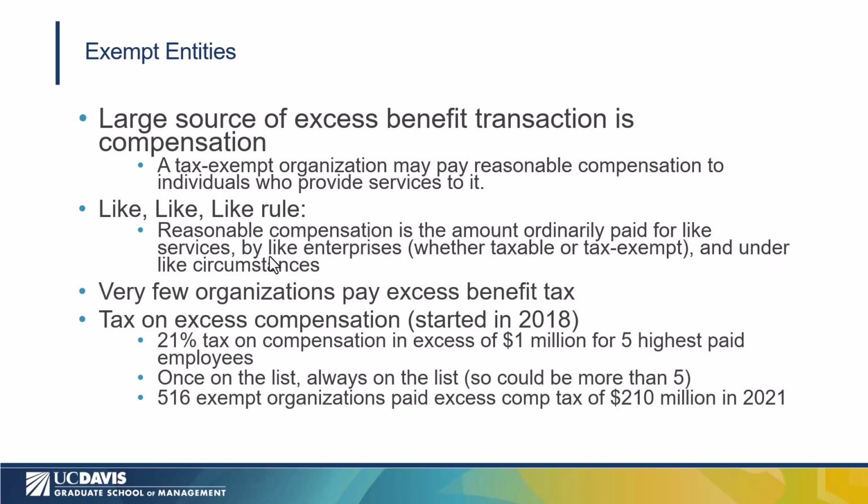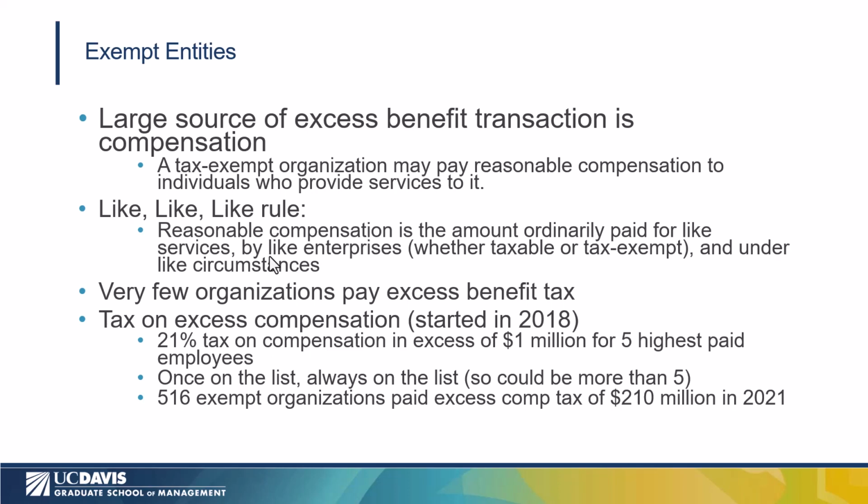So very few organizations, as it turns out, pay excess benefit tax. There is a tax on excess compensation. This started in 2018. So they said, look, we know that there are issues with this and they're really hard to identify. So instead, we're just going to put a 21% tax on any compensation in excess of $1 million for the 5 highest paid employees, period. That's it. So once you're on the list, you're always on the list. So this is very much like the 162(m) rules.